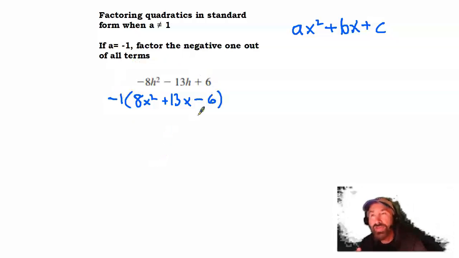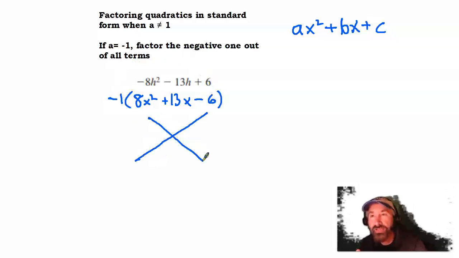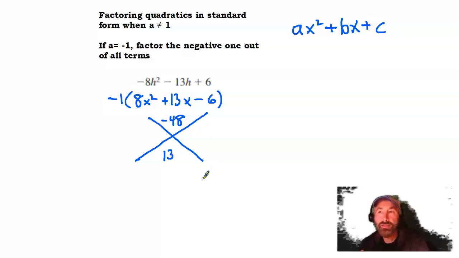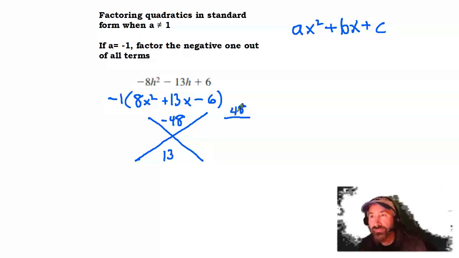All right, now that I've got that, I can go ahead and factor this using the x method. The number on top here is going to be 8 times -6, so that'll be -48. And then the bottom number will be positive 13. Then we've got to find numbers that multiply together to get 48 and add up to 13. So we're going to make a list of all the factor pairs of 48, and that'll include 1 and 48. 1 times 48 is 48, but 48 minus 1 is never going to get me 13.